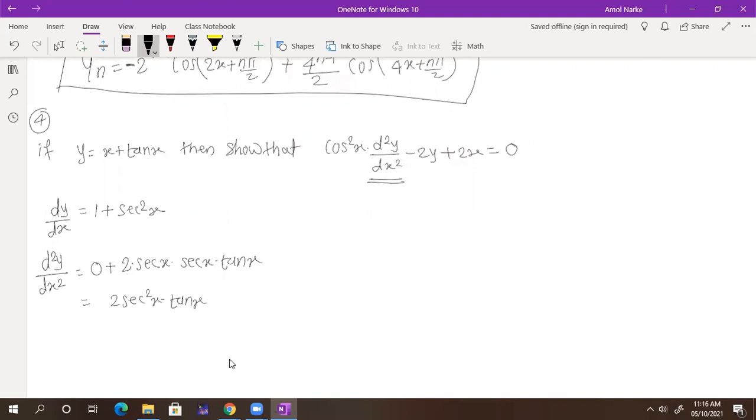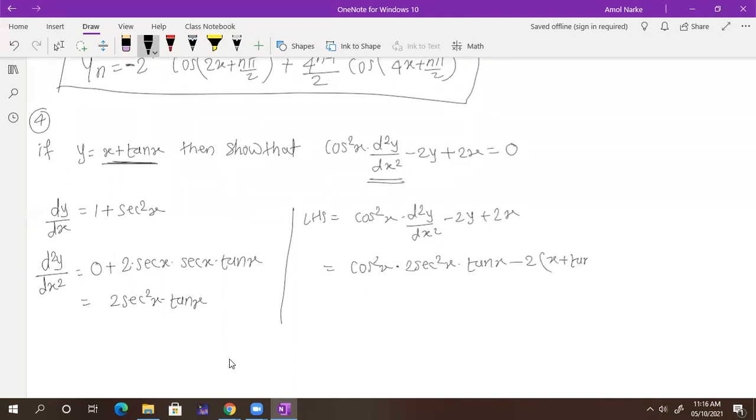Now find out LHS side. What do we have in LHS? Cos square x into d2y by dx square minus 2y plus 2x. So cos square x remains as it is. We have the value of d2y by dx square. I can substitute here 2 sec square x tan x, minus 2. What is the value of y? The value of y they have given here, x plus tan x, plus 2x as it is.